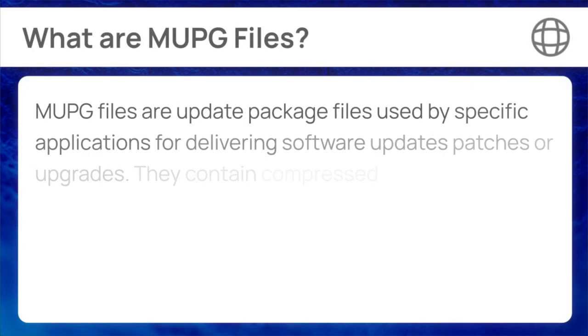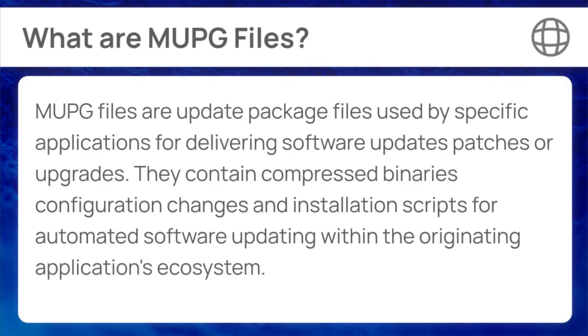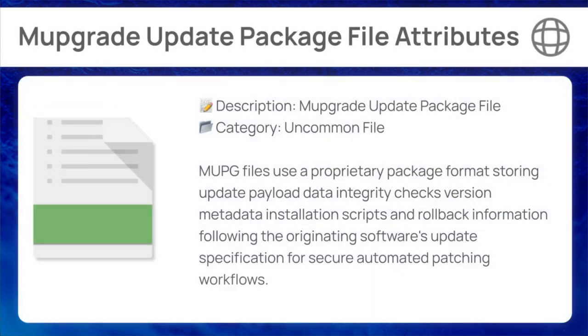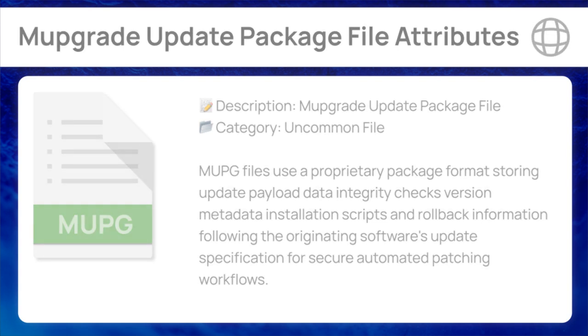MUPG files are update package files used by specific applications for delivering software updates, patches, or upgrades. They contain compressed binaries, configuration changes, and installation scripts for automated software updating within the originating application's ecosystem. MUPG files use a proprietary package format, storing update payload data, integrity checks, version metadata, installation scripts, and rollback information, following the originating software's update specification for secure automated patching workflows.